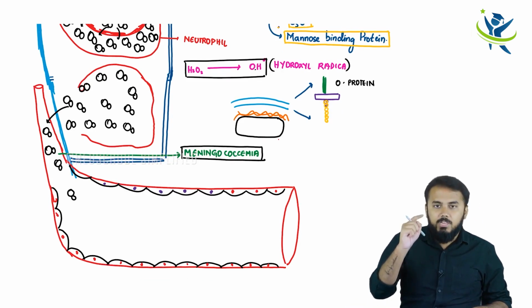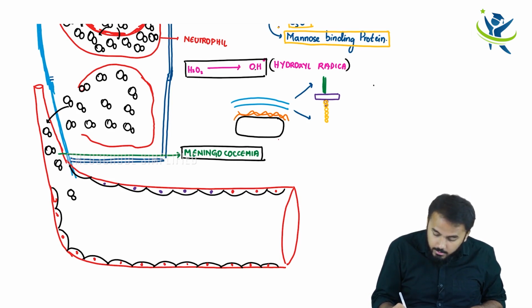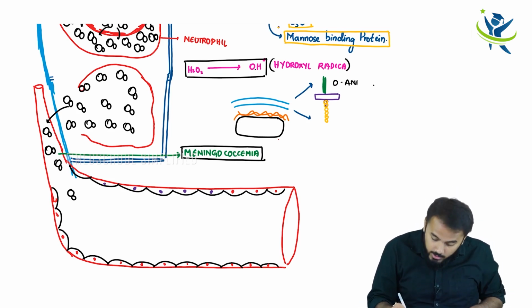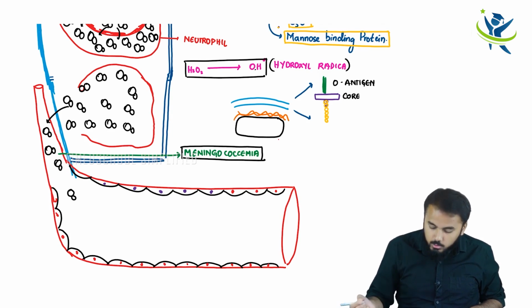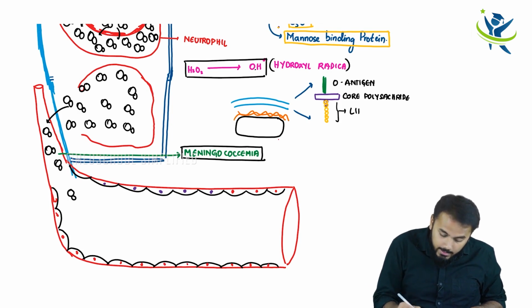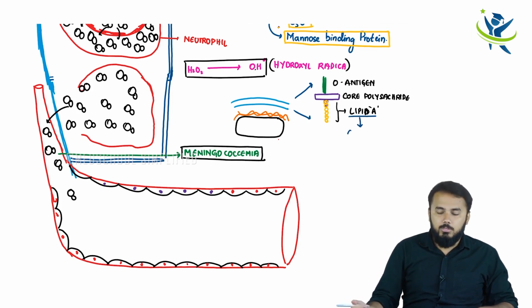What is that string-like thing which I have drawn in green? That is called the O antigen. What is that slab which I have drawn? This is called the core polysaccharide. And the final one, the golden one, is called lipid A. And lipid A is nothing but your endotoxin.